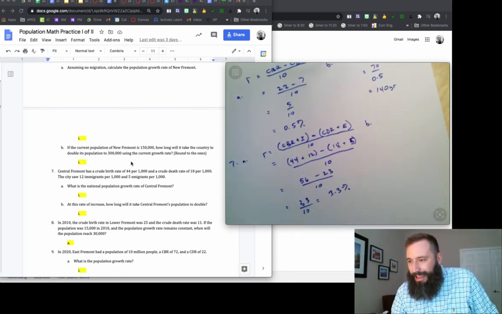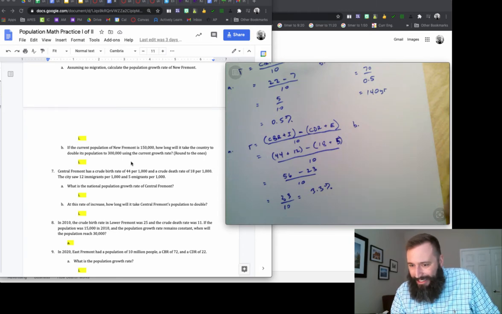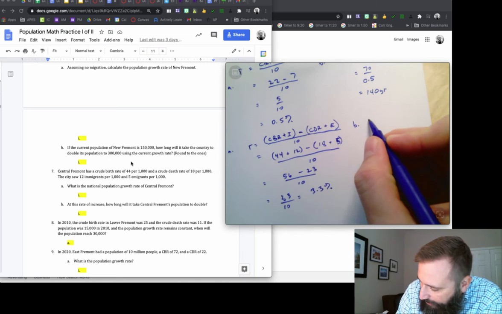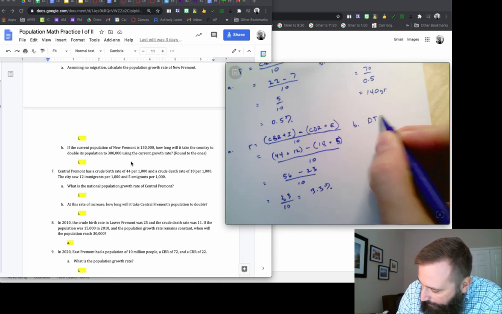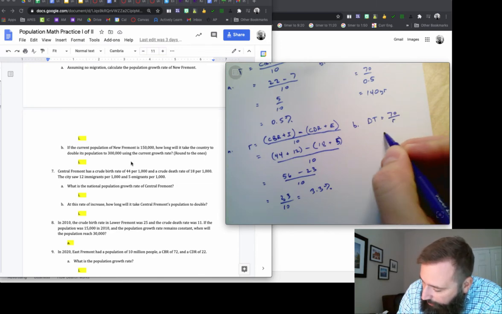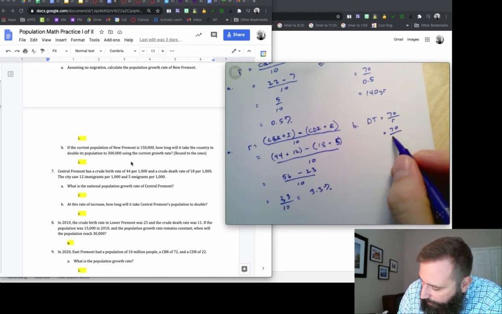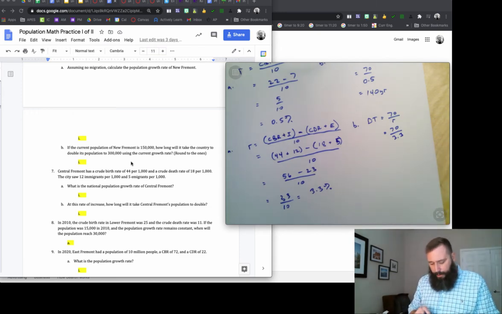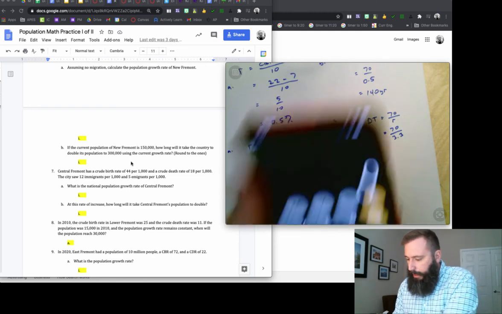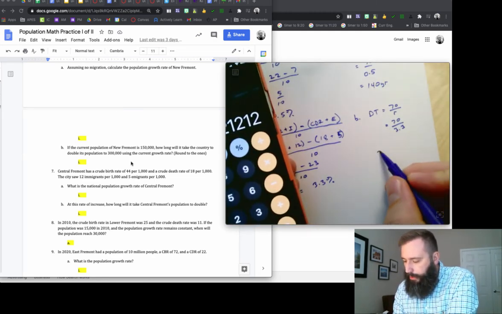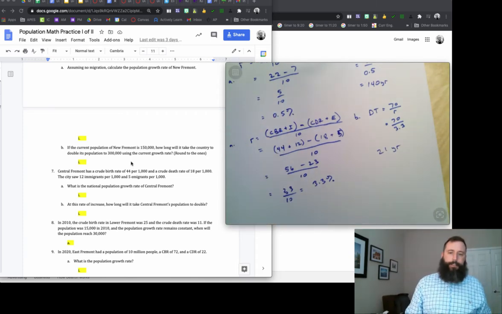Hey, 7B, let's do this. It's a doubling time question. How long will it take for the Central Fremont's population to double in size? Well, DT is equal to 70 divided by R, or 70 divided by 3.3. I dropped that percent sign, I don't need it here. 70 divided by 3.3 is equal to 21 years. 21 years, roughly, right? It's an estimate.